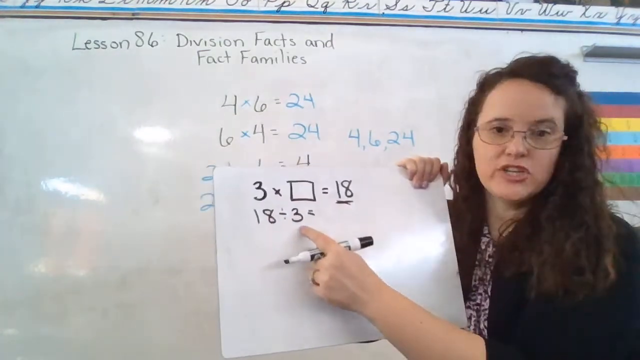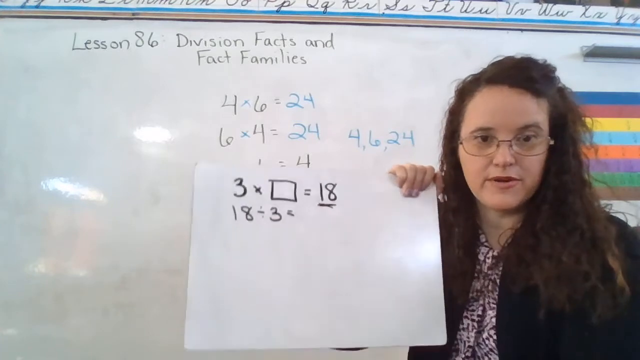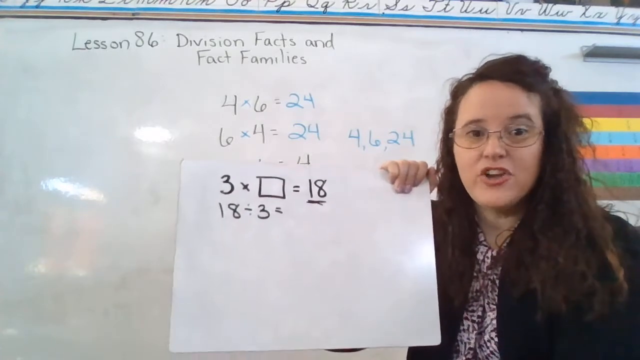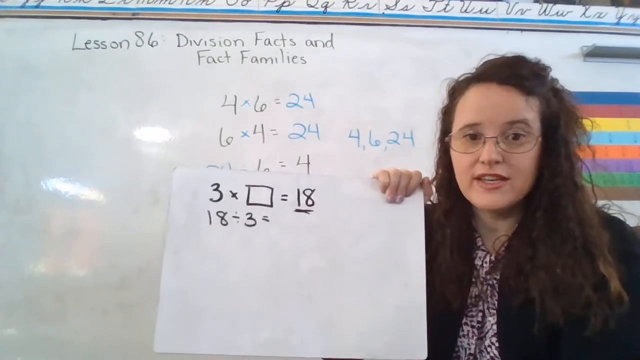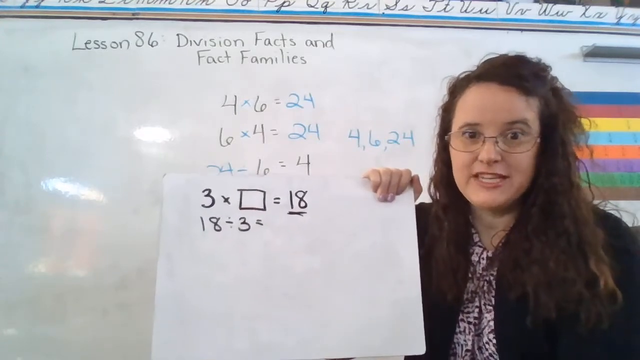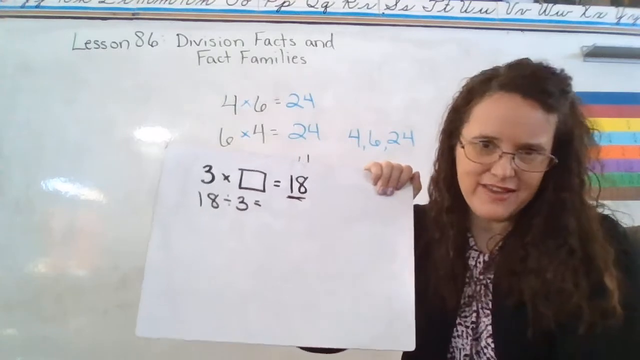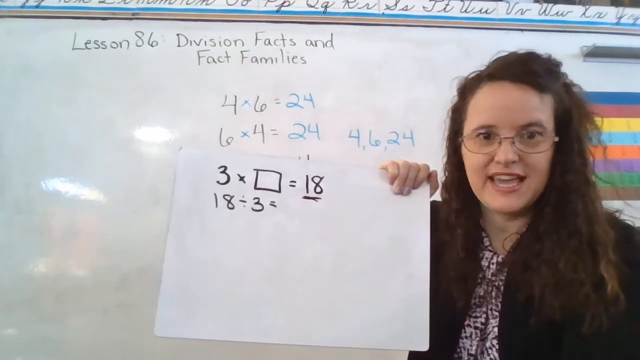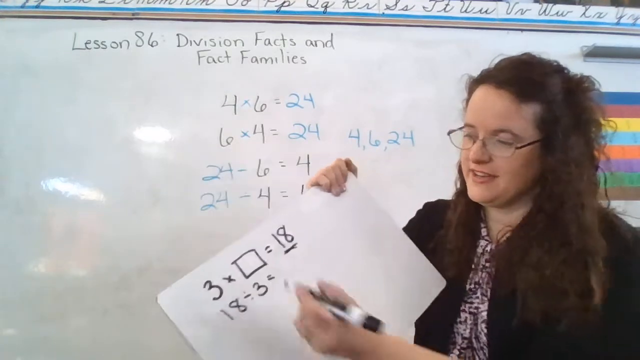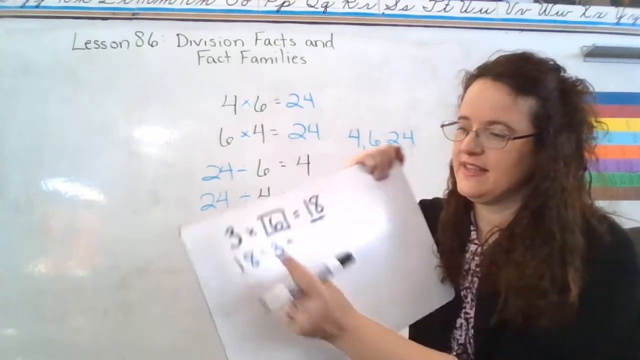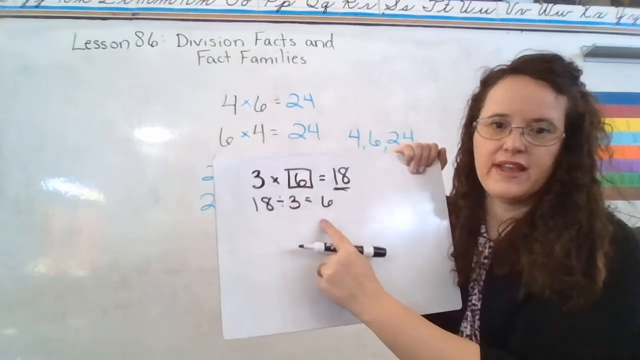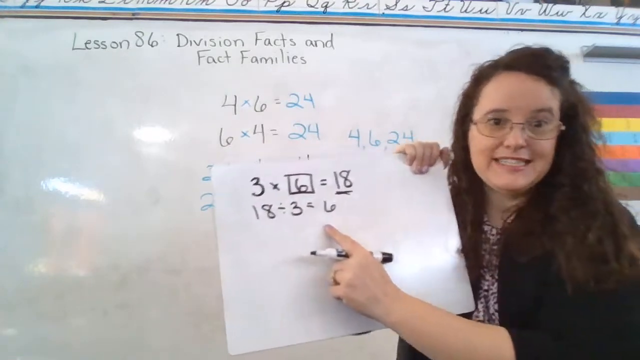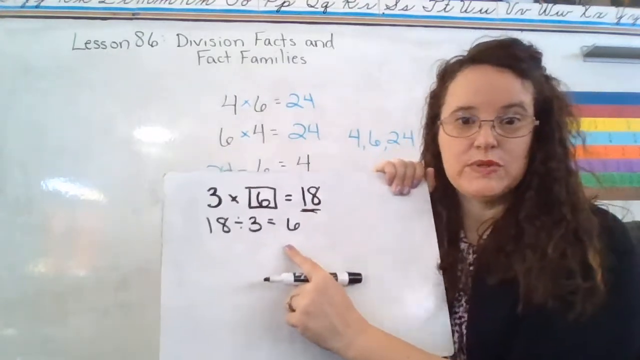Because I know division is going to give me a smaller number. If I know my multiplication facts really good, it might be easier for me to just say, well, what do I have to multiply times 3 to get 18? And then you're going to say, oh, 6. 3 times 6 equals 18. Or I can finish this division problem and say 18 divided by 3 is equal to 6.